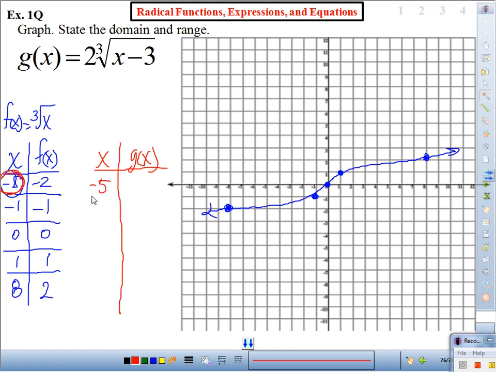Let's see. Negative 5 minus 3 is what? Negative 8. So I end up with cube root of negative 8. What is cube root of negative 8? Negative 2. But what's outside? Times 2, which is negative 4.